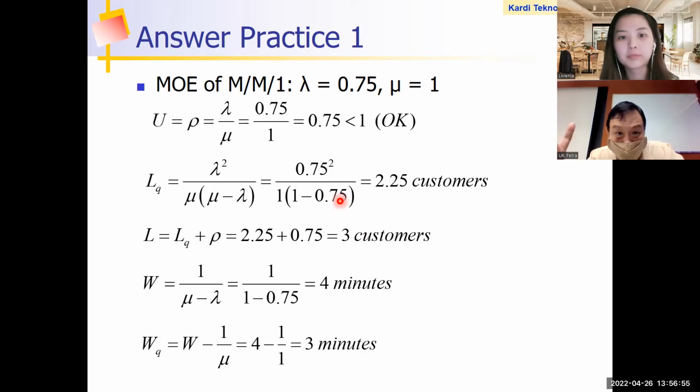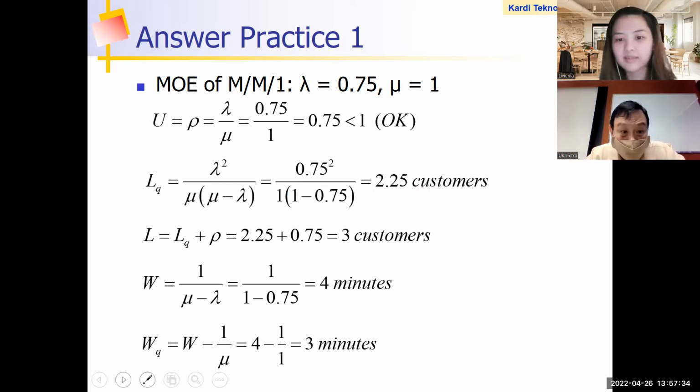Okay, let me highlight something that you will probably realize even if you just plug in. Look at this: 2.25 customers, 4 minutes, 3 minutes. Waiting in the queue is only 3 minutes, and then including the service time of 1 minute, it becomes 4. That's clear, right? Because W here is queuing plus the service time. And here is 2.25. Remember, this is the average. Of course, there is no 2.25 customers, but this is the average.